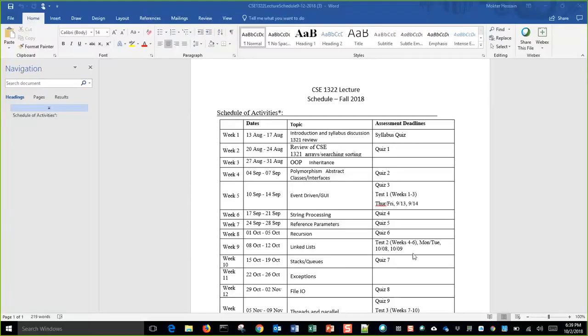So next week, this time we will have test 2. And test 1 grades are posted on Gradescope. So you have to log into your Gradescope to see the grade.